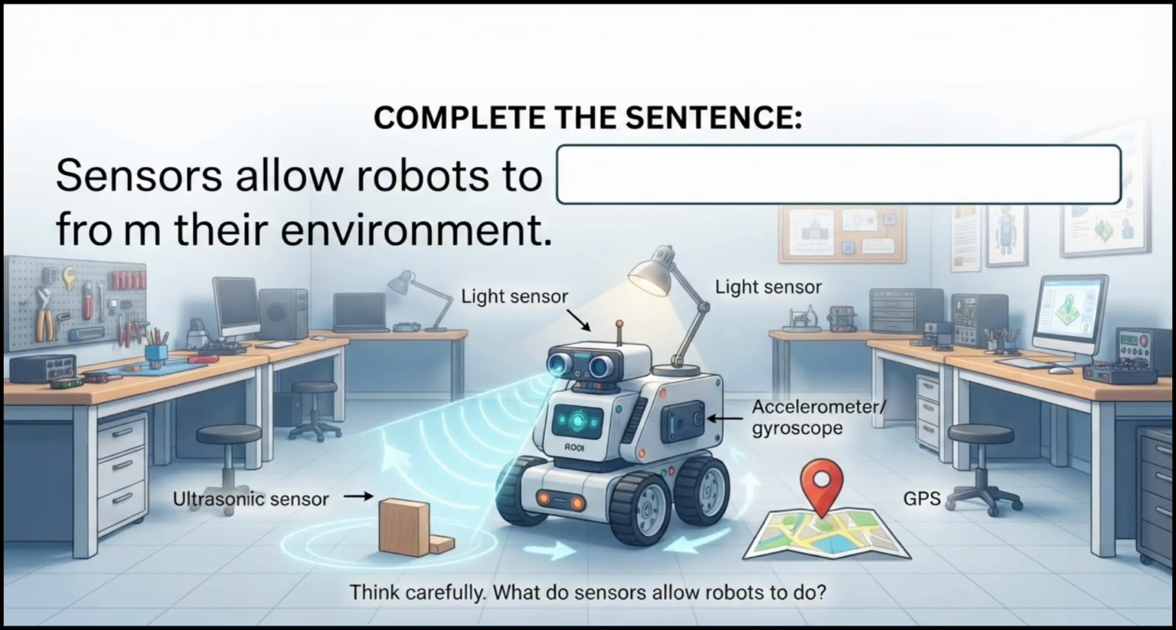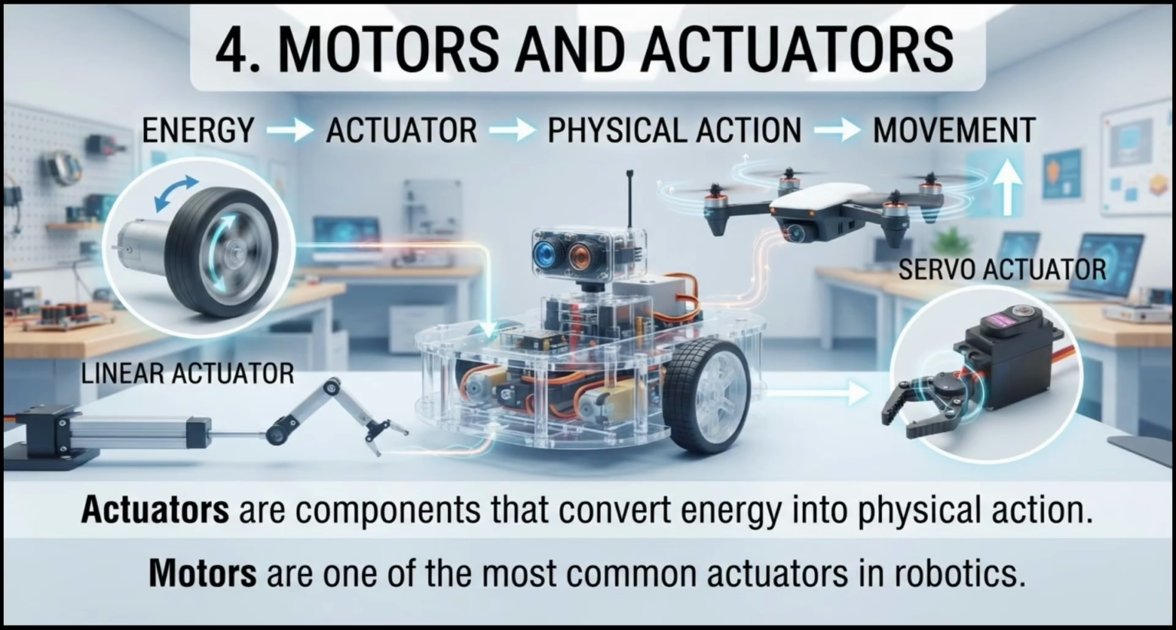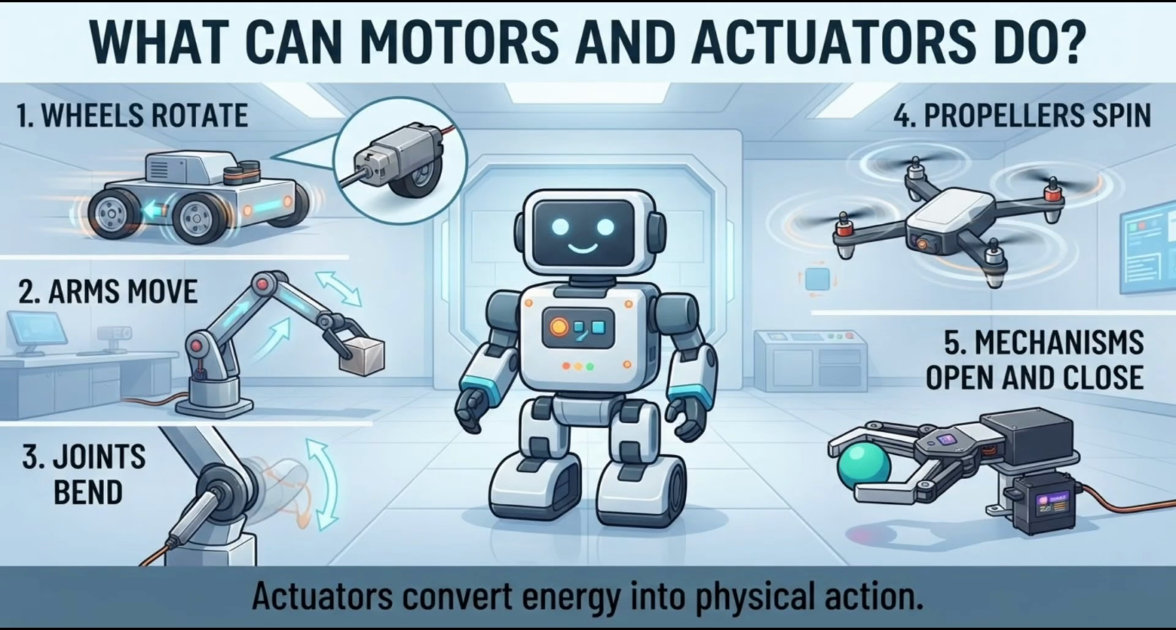Quick check. Complete the sentence. Sensors allow robots to blank information from their environment. The answer is collect or detect. 4. Motors and actuators. Actuators are components that convert energy into physical action. Motors are one of the most common actuators in robotics. They can make wheels rotate, arms move, joints bend, propellers spin, and mechanisms open and close.